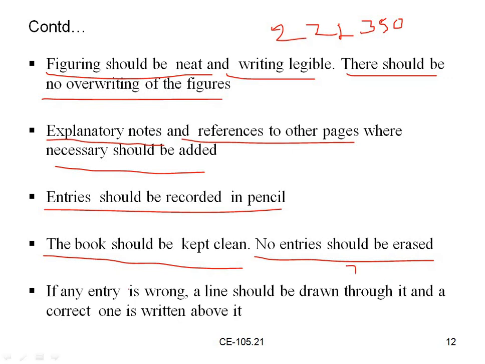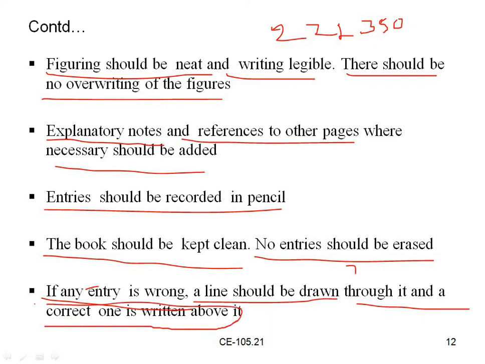If any entry is wrong, a line should be drawn through it and the correct one is written above it. So here, suppose this is the field book. In the field book we have written 2.1. So it is wrong. What we have to do is draw a line like this, one or two lines. After that we have to round it and write 1.2 on top of it. So in this way we have to correct the value.